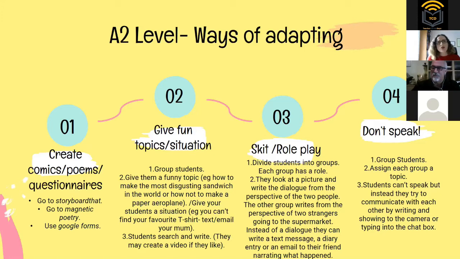And also include the funny aspect during your teaching. What I mean is that instead of writing for the 100th time, what's your favorite food? Write an email to your friend describing your favorite food and perhaps give the reasons why. You can change that. You can give them a funny topic. For example, how to make the most disgusting sandwich in the world, or how not to make a paper airplane. And students are forced to search and then write or create a video.